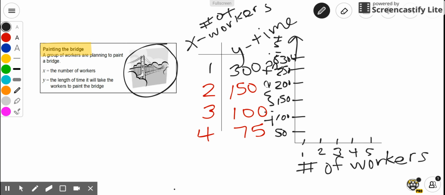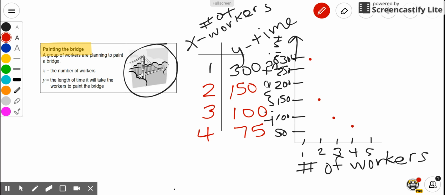Okay, and now I'm gonna plot my points. So I've got 1 at 300, I've got 2 at 150, okay, I've got 3 at 100, okay, and then I've got 4 at 75. Okay, and this doesn't make beautiful points, but actually here, let's put it in better. Oh, I like that a lot better. I'm just going to graph these points one more time. I have 1 at 300. I've got 2 at 150. I've got 3 at 100. And then I have 4 at 75. So it's a little bit above that.